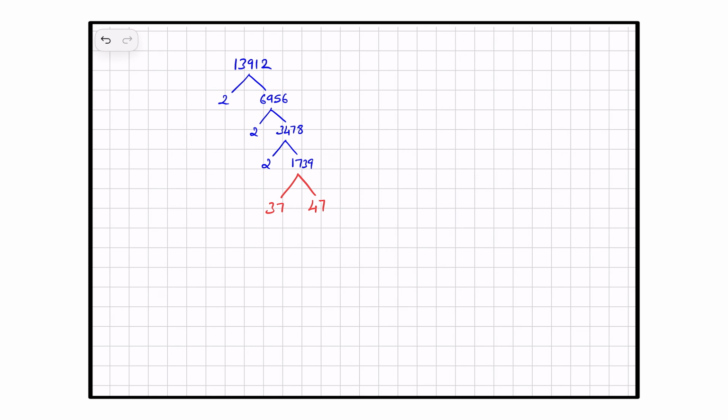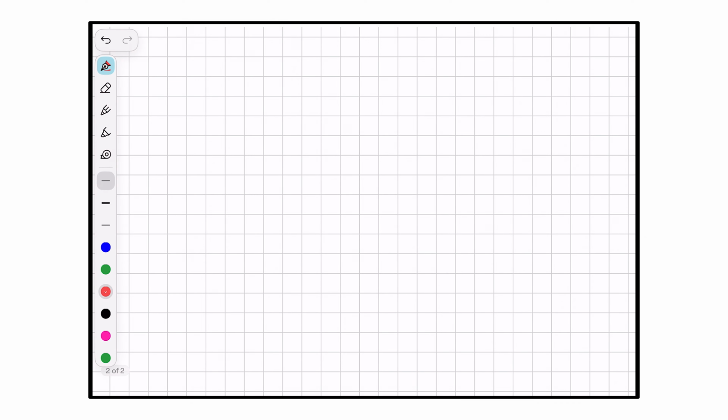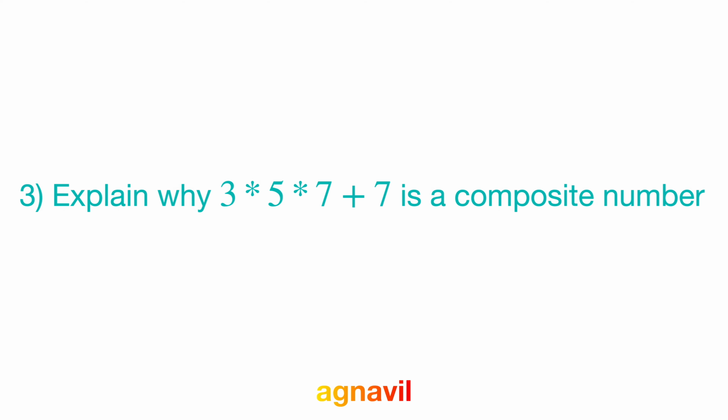When you build more practice, you will have the confidence of facing these scenarios, and also you will have a fair idea about what the prime numbers are. So next time when you see a problem, you immediately know numbers like 37, 47 are prime numbers, because it comes by practice. Now we go to the next problem, that is: explain why 3 into 5 into 7 plus 7 is a composite number.